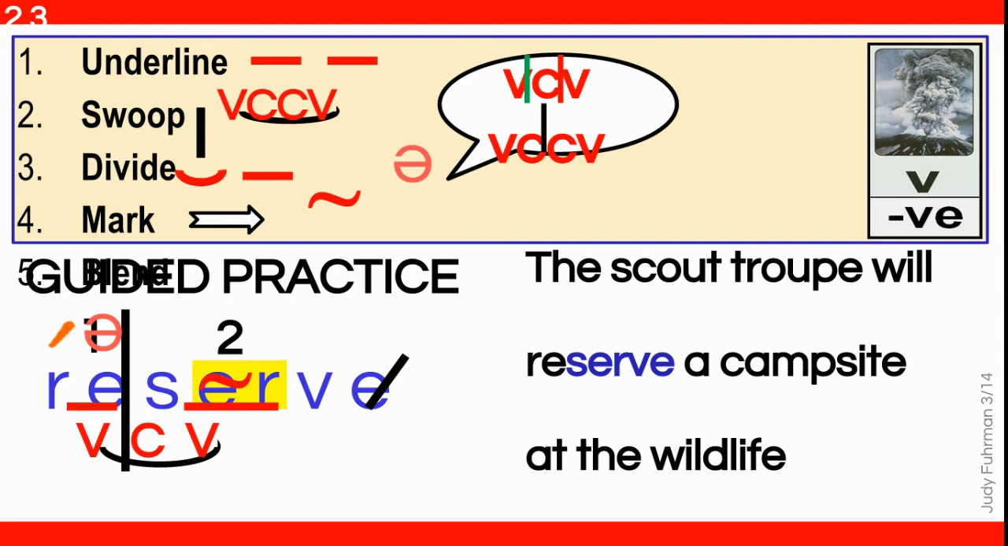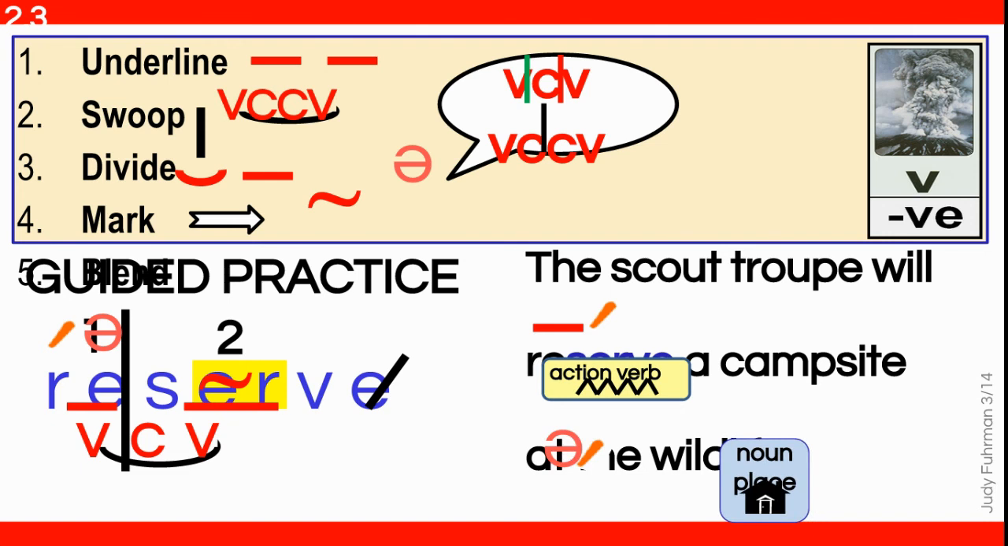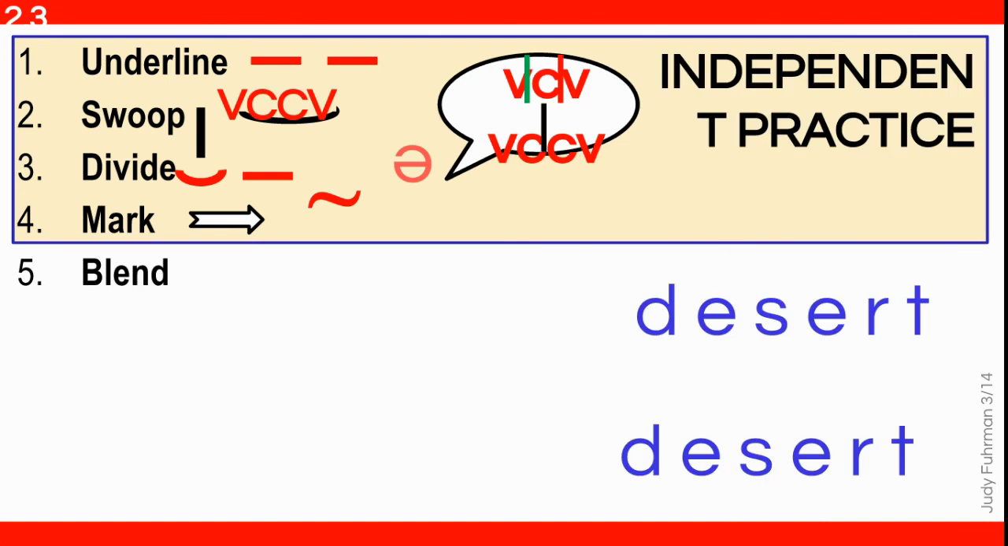Here's an example of using the word reserve. The scout troop will reserve a campsite at the wildlife refuge. That is an action verb. Then you can go ahead and try independent practice for these two words. One of them will contain a short vowel sound, and one of them will be a long vowel sound, with the same spelling but different pronunciation. Go ahead and try that out, and then you can pause and check your answers.